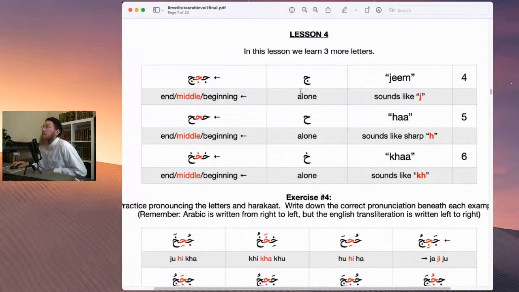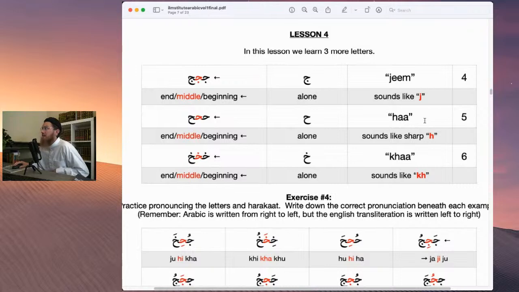This is how it looks alone. This is the letter Jim. We're going to write a J when we see the letter Jim. And this is how it looks in the beginning, middle, and end of a connection. It's a different initial shape, however, it has that dot underneath each. And all of these 3 letters, you'll see they all have that same shape. It's just a matter of the dots.